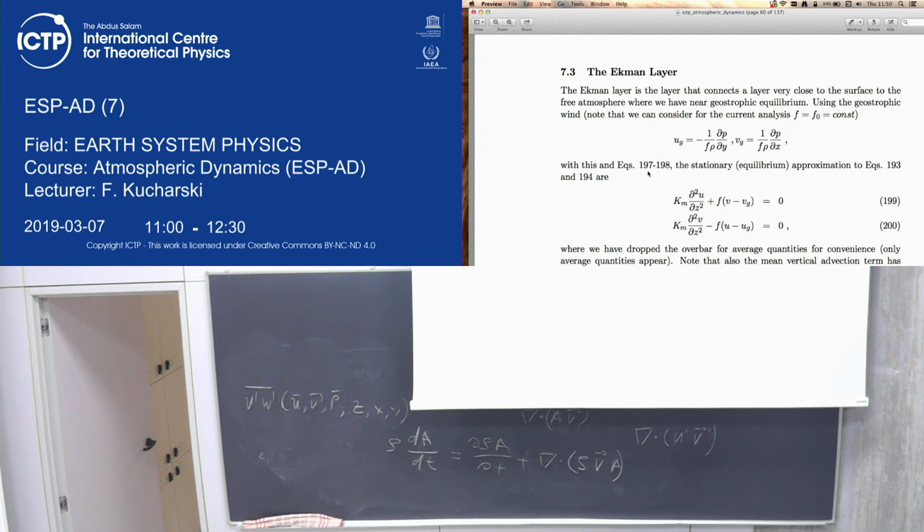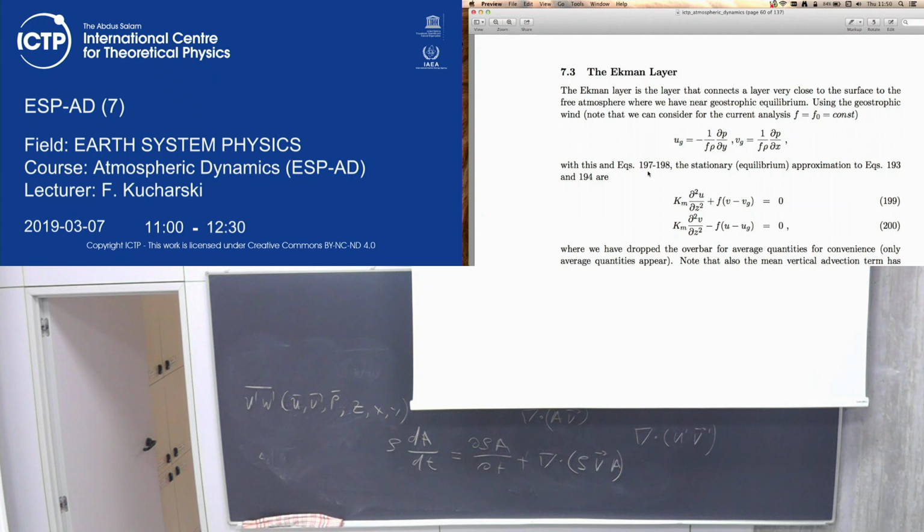It's not exact, of course, because even in the free atmosphere, we know we are not in exact geostrophic equilibrium, but we are in a good approximation of geostrophic equilibrium, to about 10%. But in the boundary layer, this equilibrium is even further disturbed, because we have what turn out to be very, very relevant and strong frictional processes induced by the turbulent eddies.